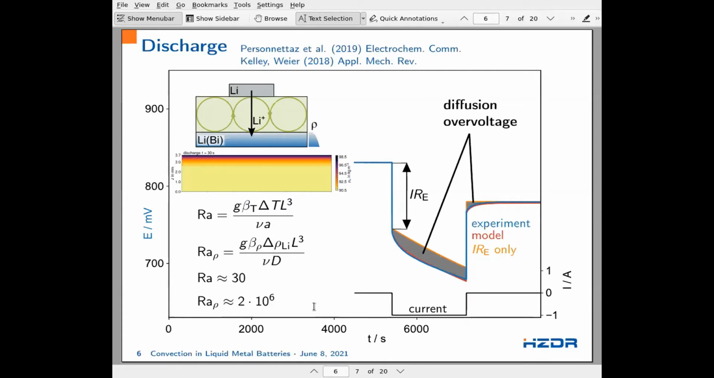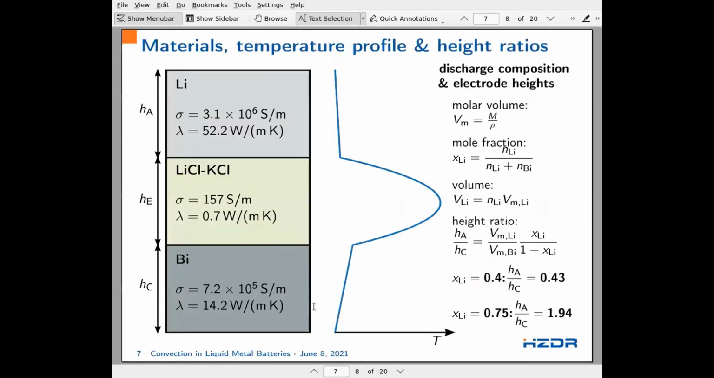But during discharge, it's the opposite. We deposit low-density lithium on the top. This is a stable situation, and mass transfer is basically only done by diffusion. And therefore, we have a relatively large diffusion overvoltage. And one aim of our investigations is to try to control this overvoltage and get rid of it, basically, because it means losses, energy losses in the end.